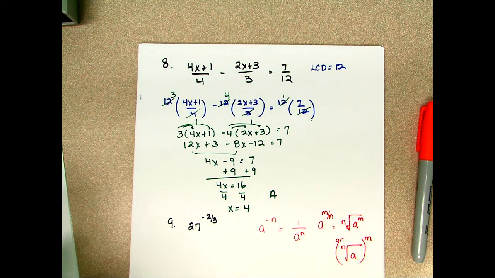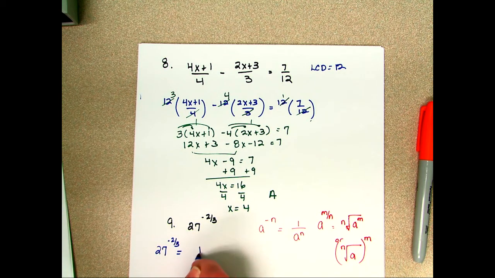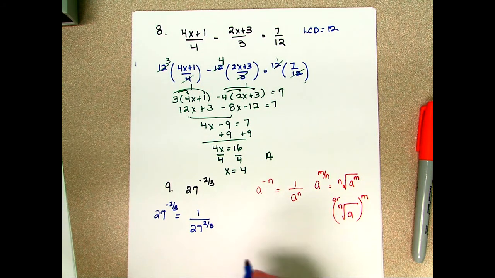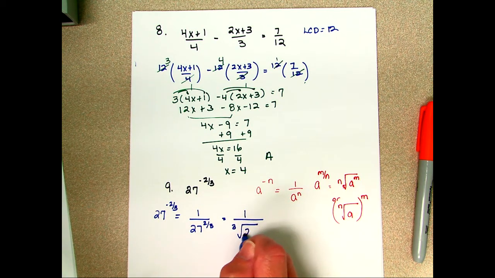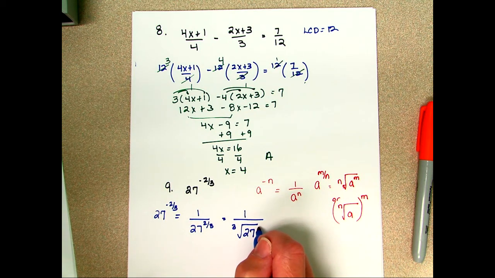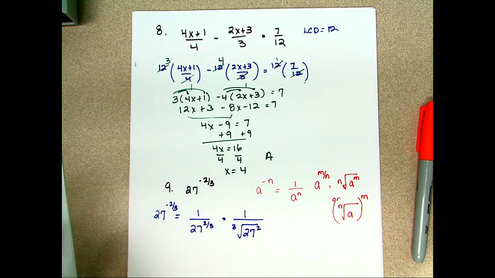So first we need to convert 27 to the negative 2/3 power with a positive exponent, so it'll be 1 over 27 to the 2/3 power. The denominator again is our index, so the cube root of 27, and again the numerator is what the base is raised to, squared. Number 9, the answer is B.